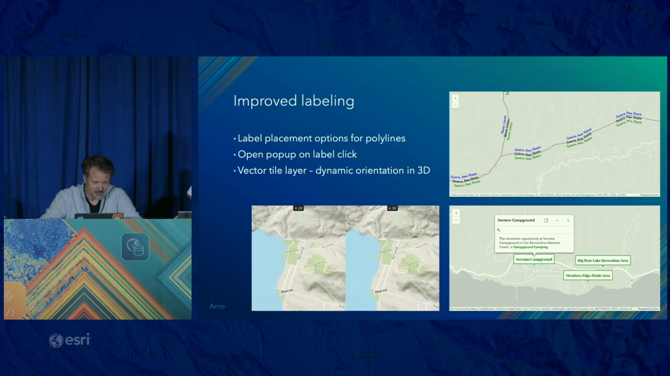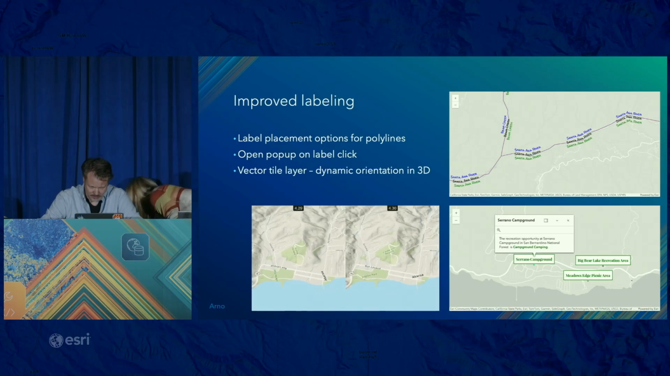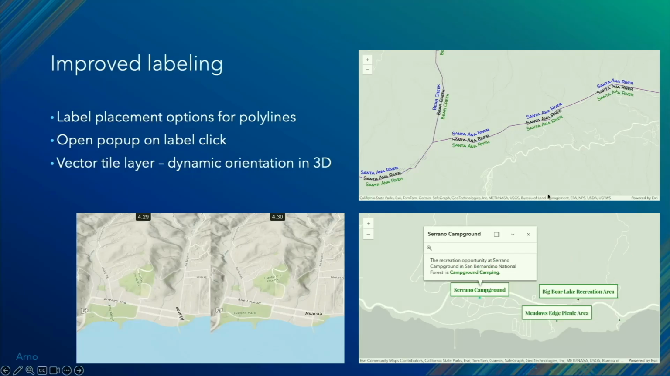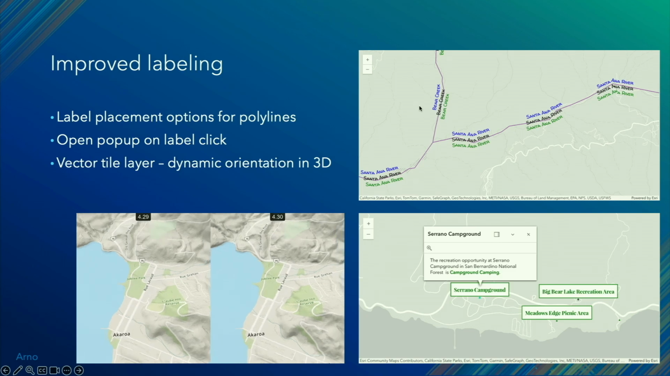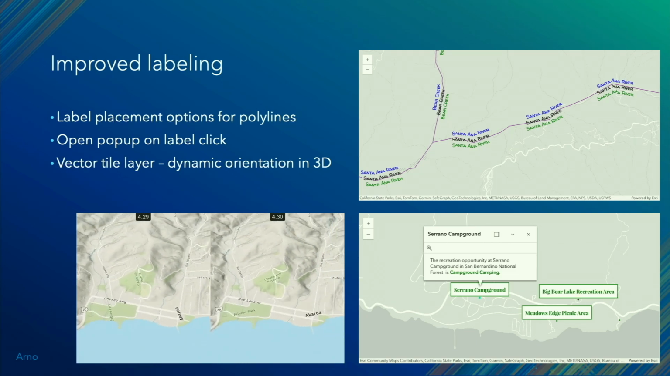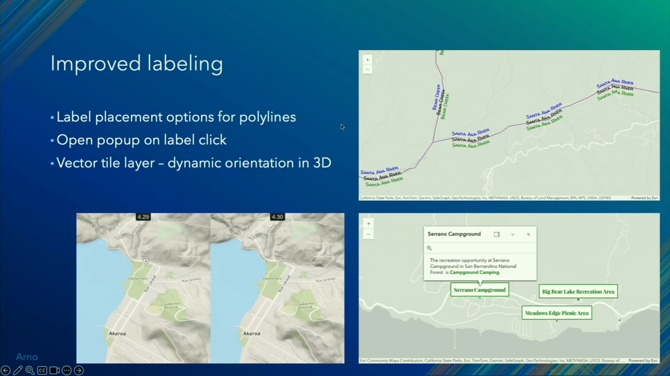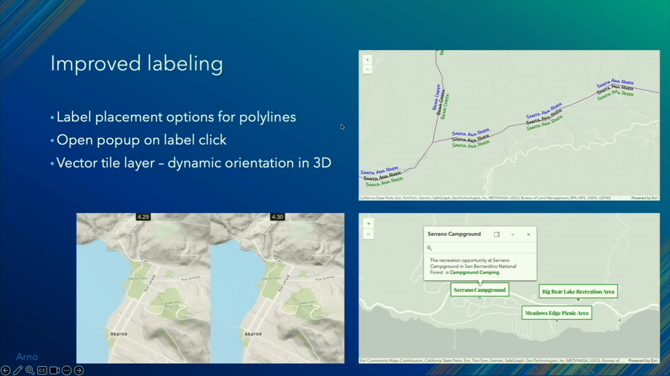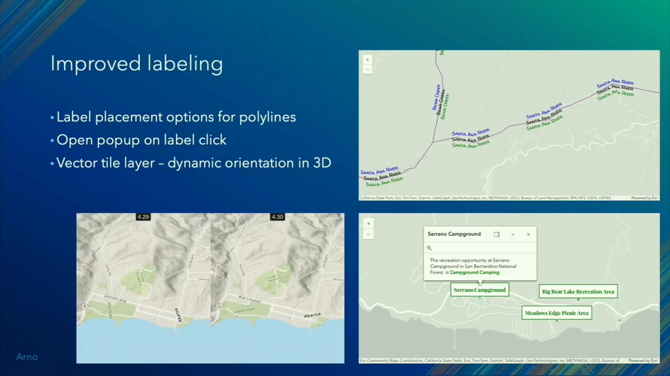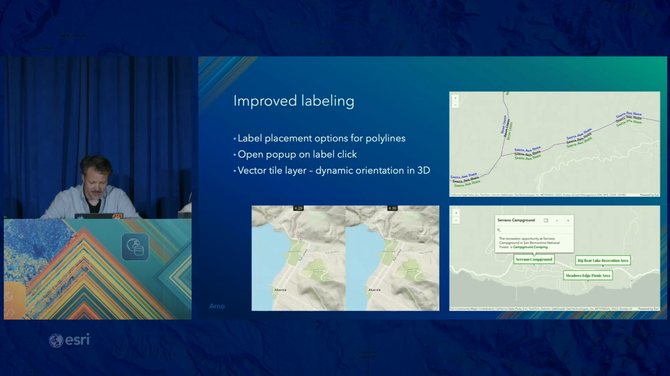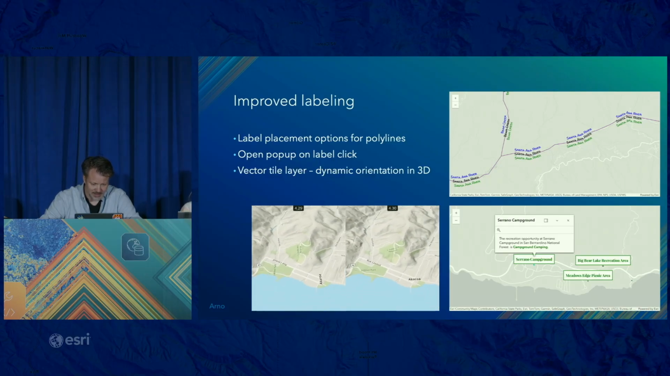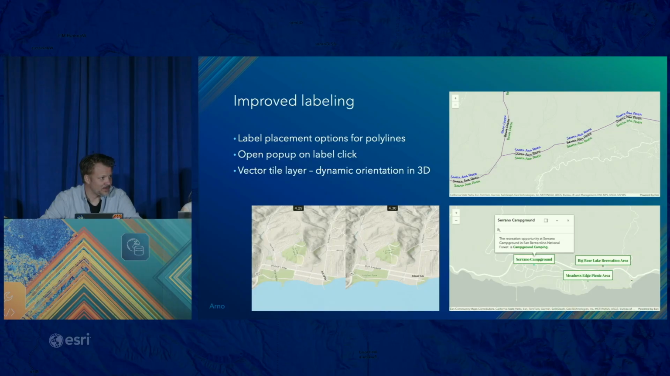Additional visualization improvements are labeling. So we have, for example, in 2D maps, labels that follow lines, or the ability to click on the label and show a pop-up. In 3D, we improved vector labels, making sure that they orient themselves with the view. So when you change the heading of the camera, then they basically rotate with the camera.